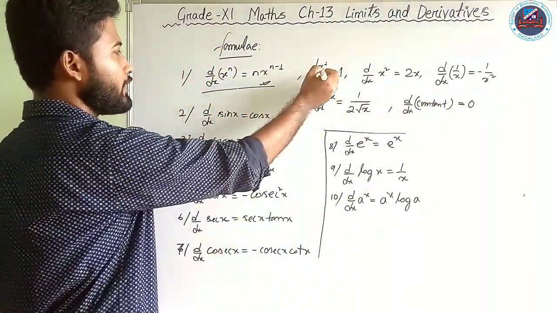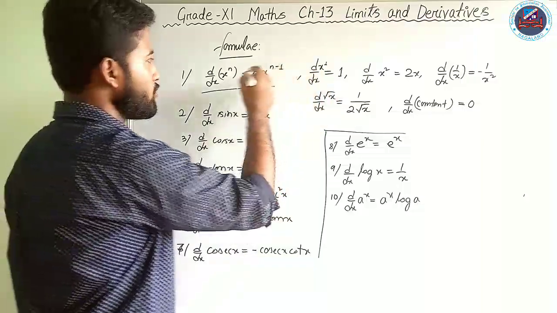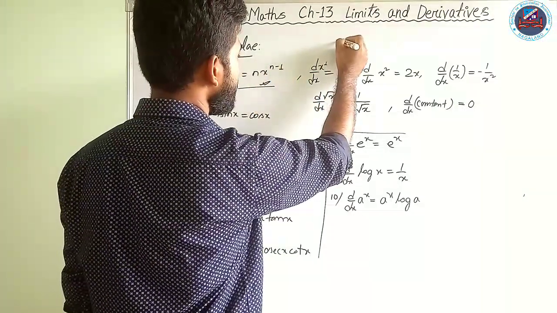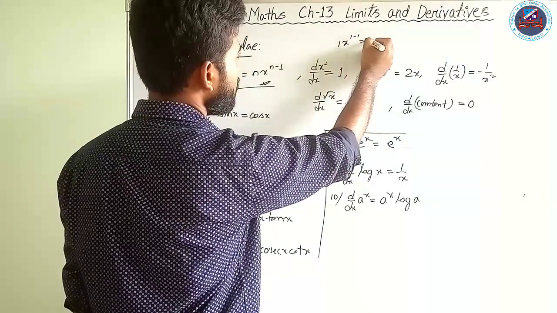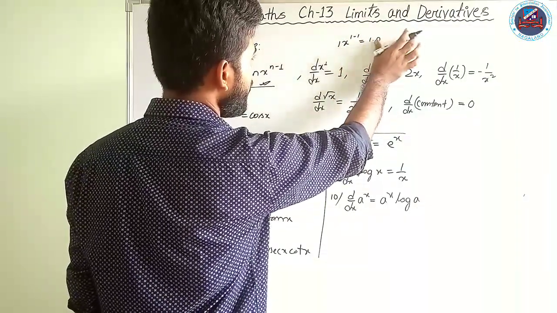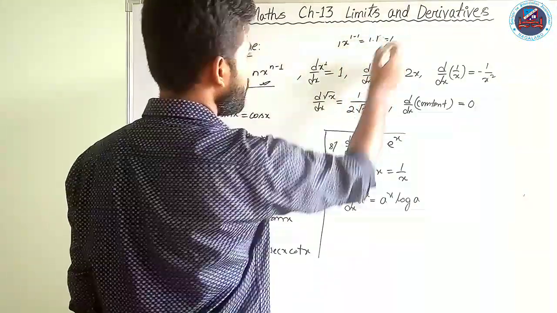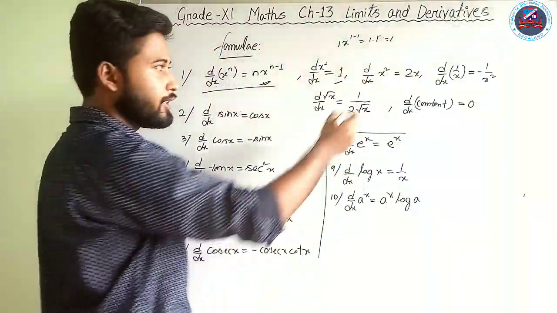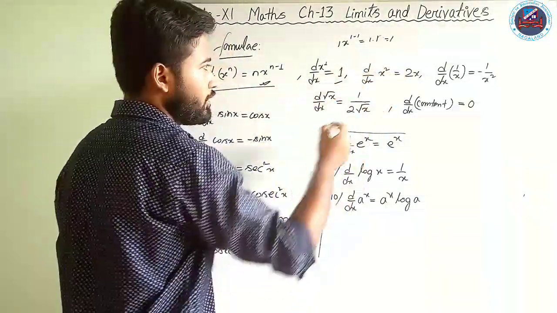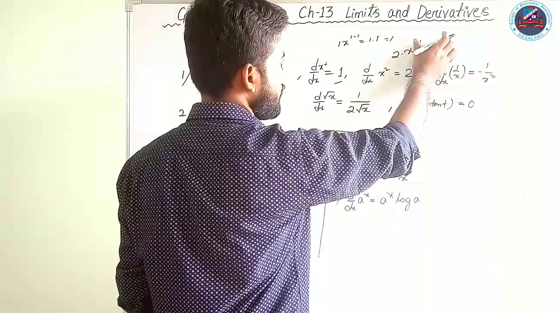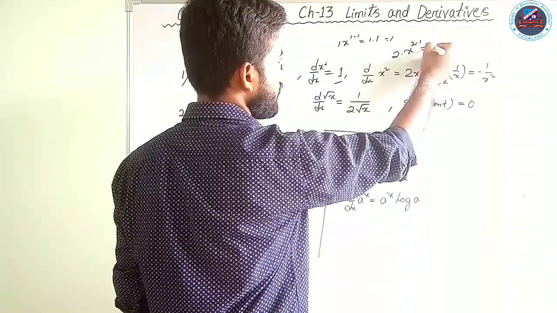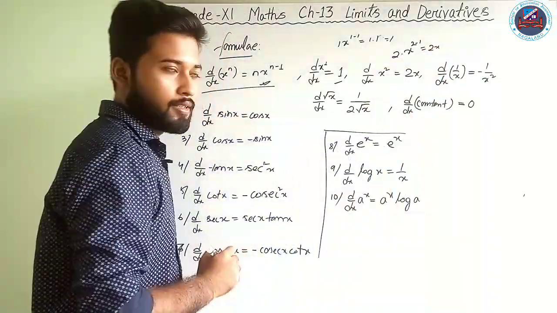Like if I raise the power of x to 1, so according to this formula the answer of d/dx of x to the power 1 will be 1 into x to the power 1 minus 1, that will be 1 into 1, so we are getting 1 here. Similarly d/dx of x square, that will be what? 2 into x to the power 2 minus 1, and that will be equal to 2x.